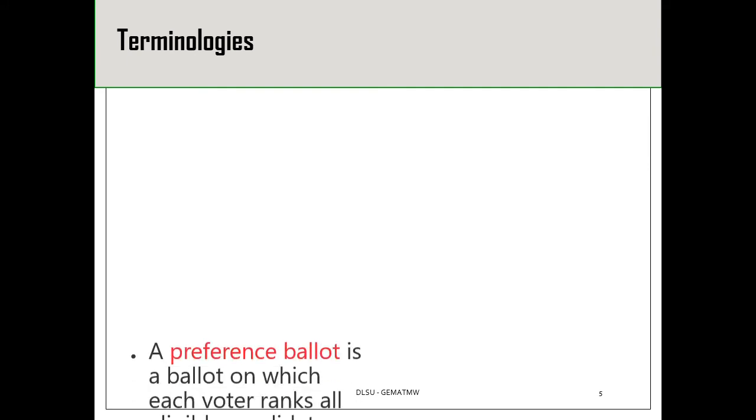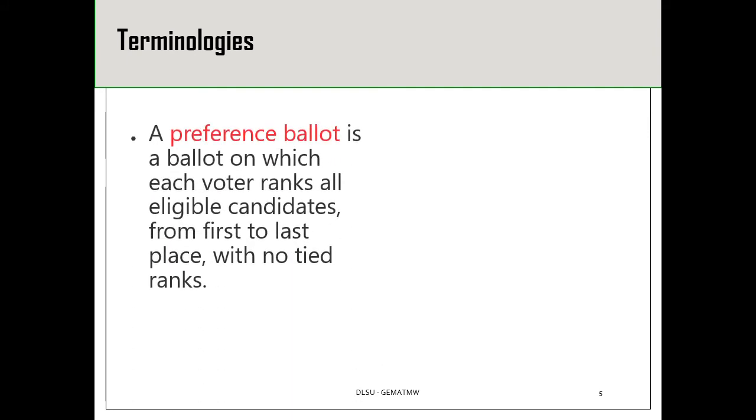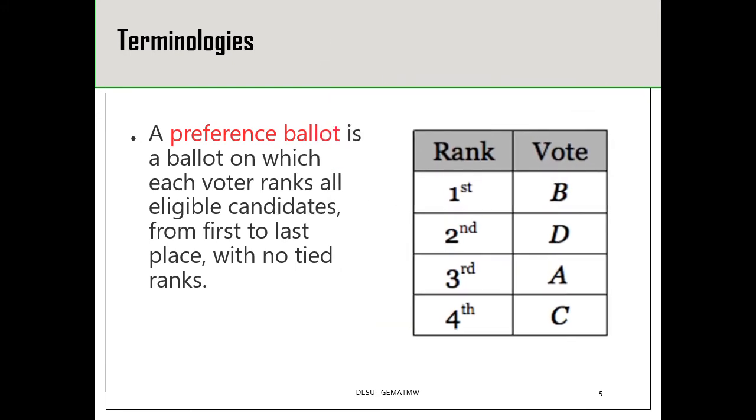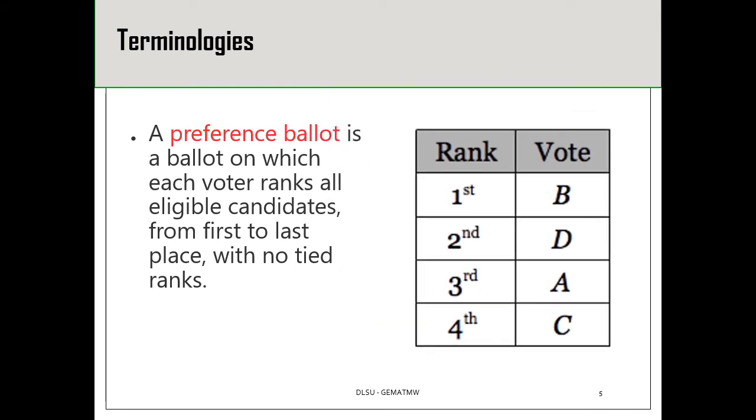Now, some important technical terms in this topic are the following. We have the preference ballot. Basically, it is a ranking by a voter of the eligible candidates. For example, the voter ranked B first, followed by D, next by A, and so on and so forth.